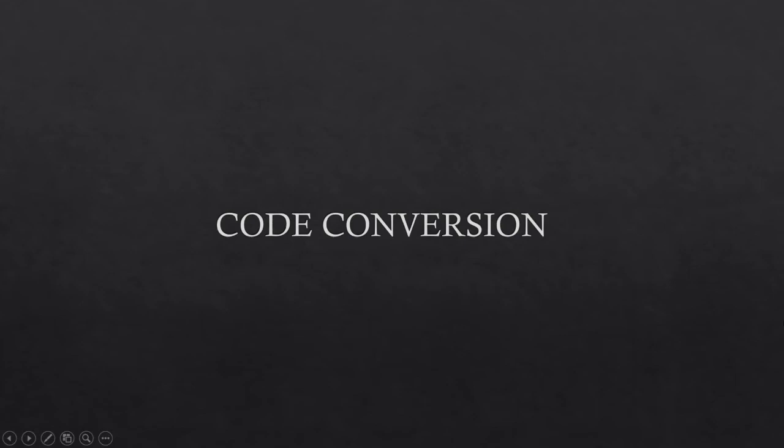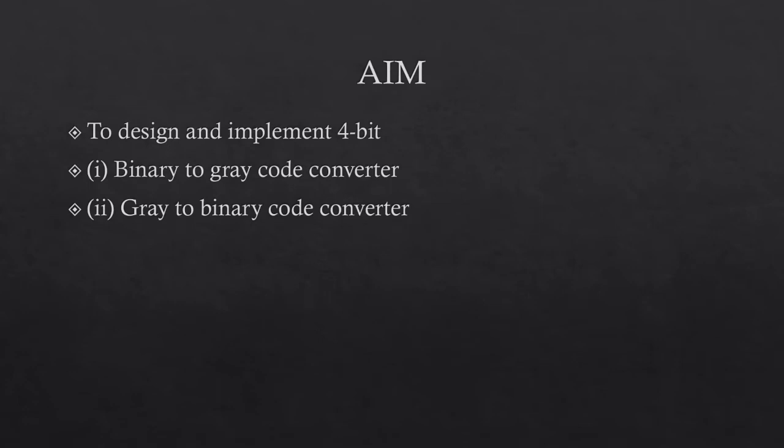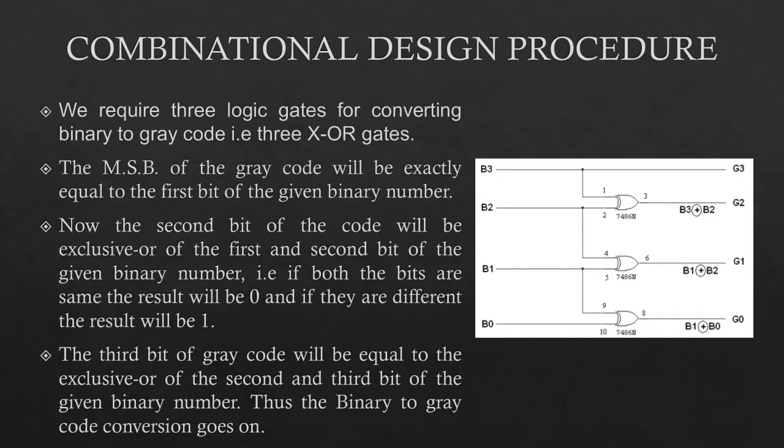Hello everyone. This is a recording of experiment number 4, code conversion, that is from binary to gray code and gray code to binary code conversion. The aim of our experiment here is to design and implement a 4-bit binary to gray code converter and a gray to binary code converter. First, let's go on with the binary to gray code converter.